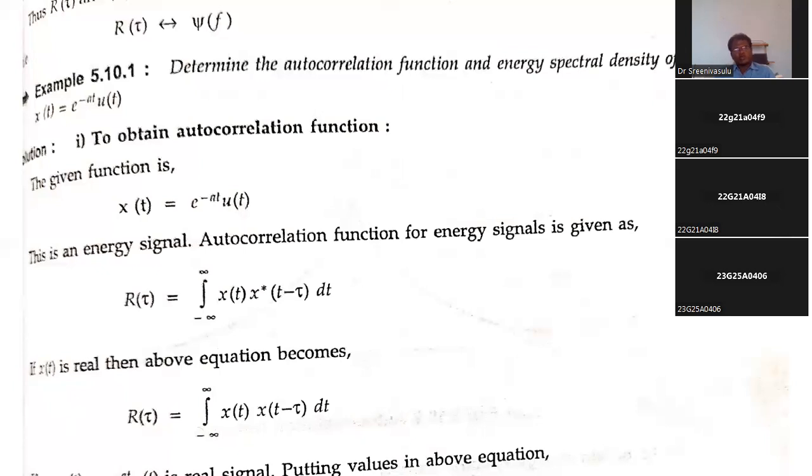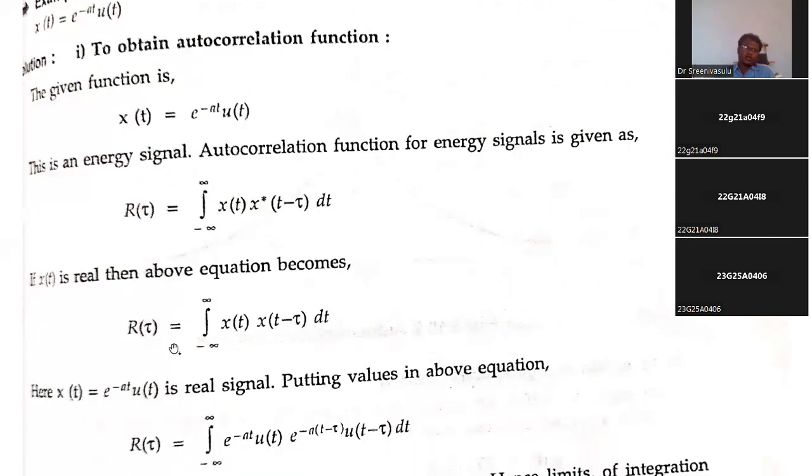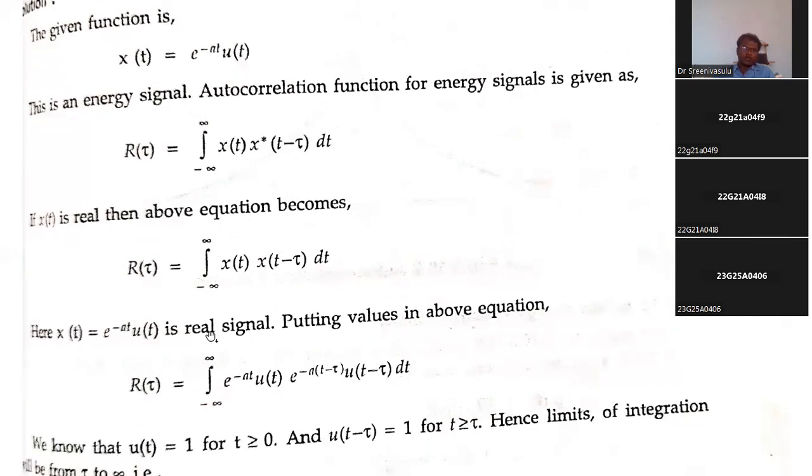What is the autocorrelation function? R of tau. You know the formula: from minus infinity to plus infinity, x of t times x complex conjugate of t minus tau dt. So you substitute here for R of tau. Suppose it is a real valued signal. The given signal has no complex part, so instead of writing complex conjugate, you can write the same. Now, as usual, you substitute e power minus a t u of t.